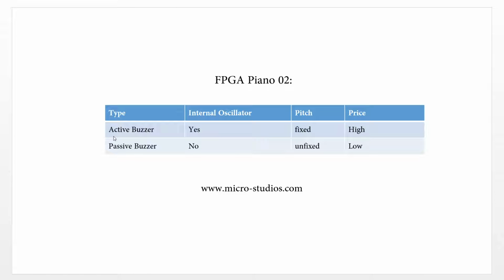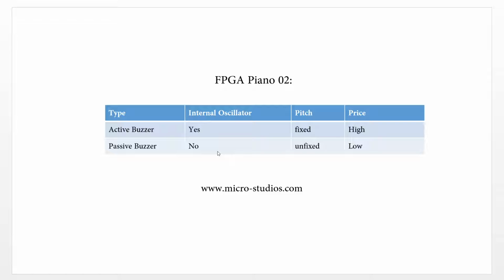The buzzer has two types. The first one is the active buzzer. The second one is the passive buzzer. The active buzzer has an internal oscillator, and the passive one doesn't have one.